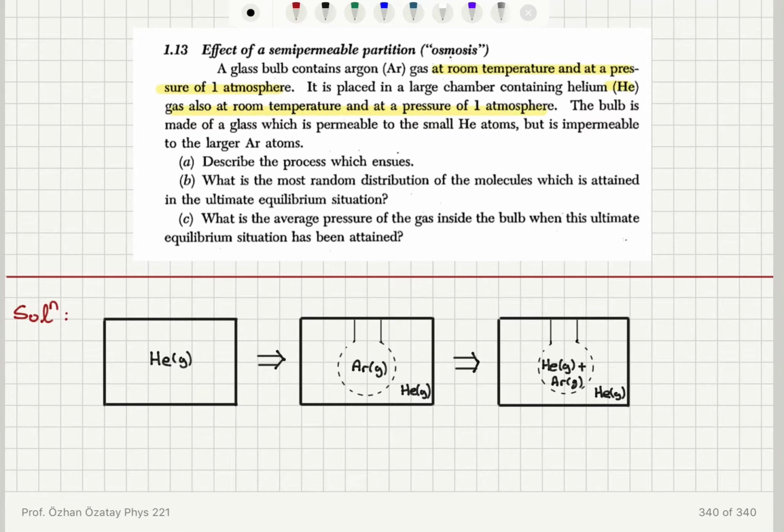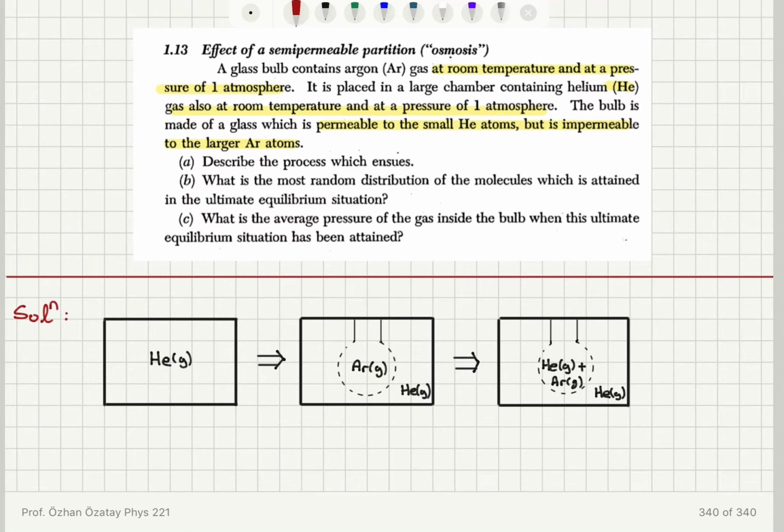The bulb is made of a glass which is permeable to the small helium atoms, but impermeable to the larger argon atoms. Describe the process which ensues. What is the most random distribution of the molecules which is attained in the ultimate equilibrium situation? What is the pressure of the gas inside the bulb when this ultimate equilibrium situation has been attained?